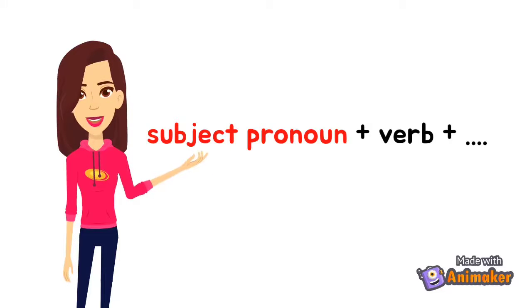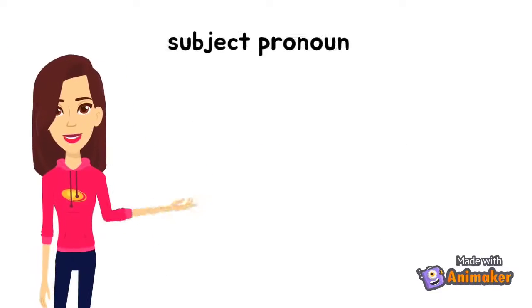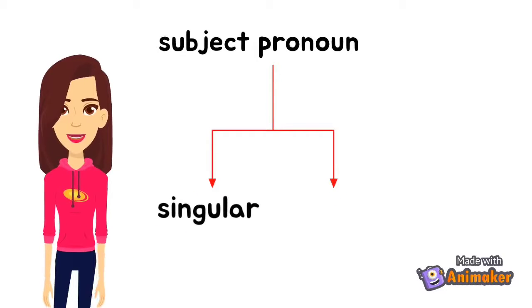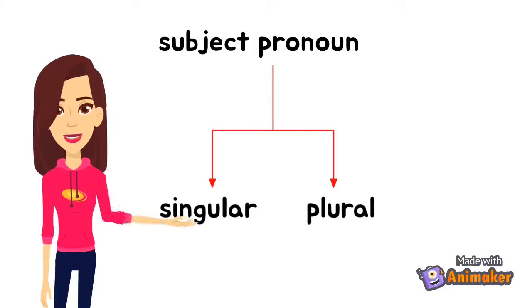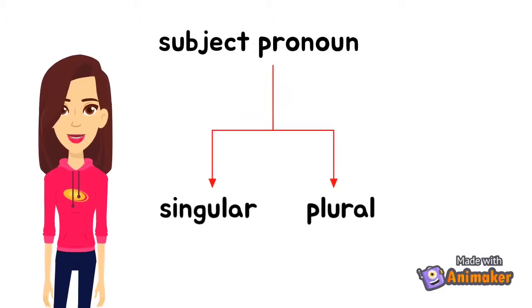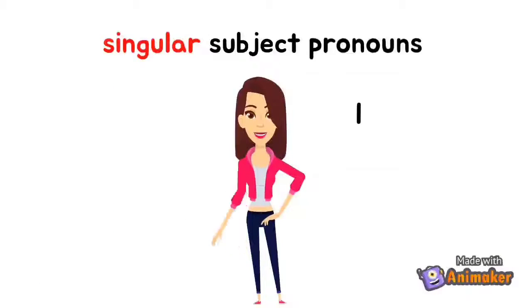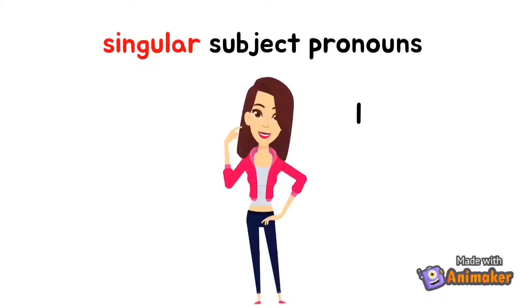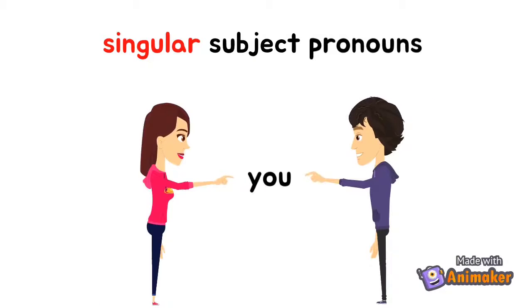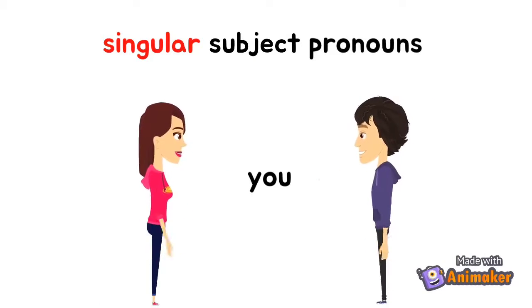We have singular subject pronouns and plural subject pronouns. Let's talk about singular subject pronouns first. First person singular is I. I'm talking to you right now. Second person singular is you. You're watching my videos.